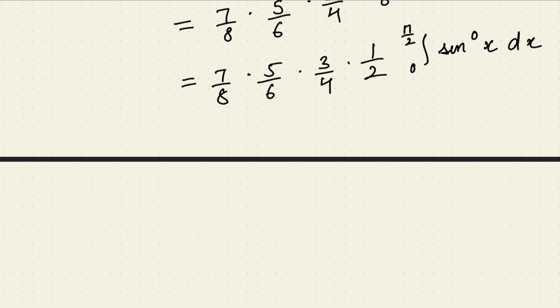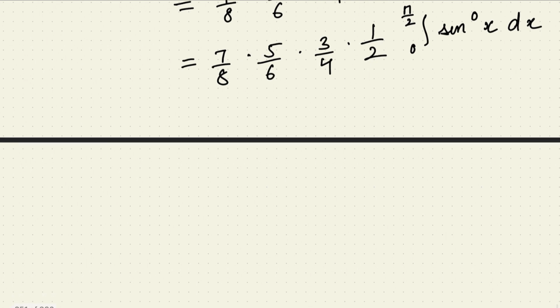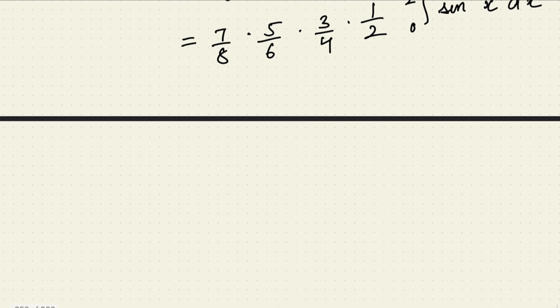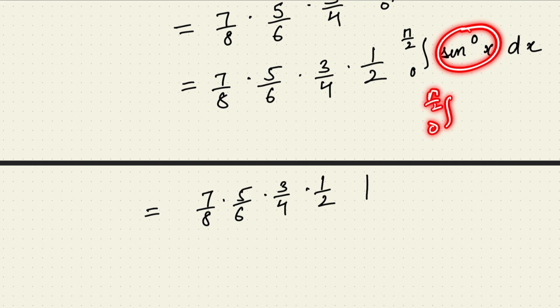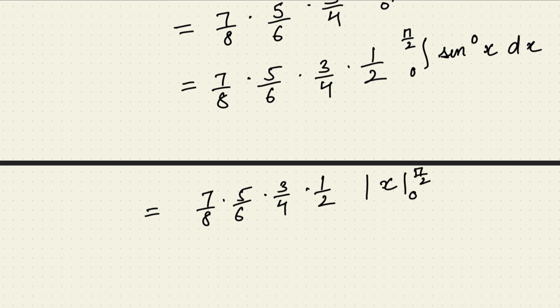So now we have simplified this definite integral over here. This is simply sine to the power 0x, which is basically 1. So this is basically 1 dx in this case. And since we already know an integral for dx, which is x, we can use the simple definite integral that we have been using in the previous videos, right? So this would become simply 7 by 8 times 5 by 6 times 3 by 4 times 1 by 2, and the integral of dx from 0 to pi by 2. So this would be x with the endpoints 0 and pi by 2.